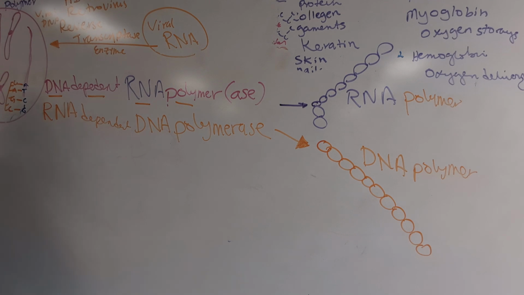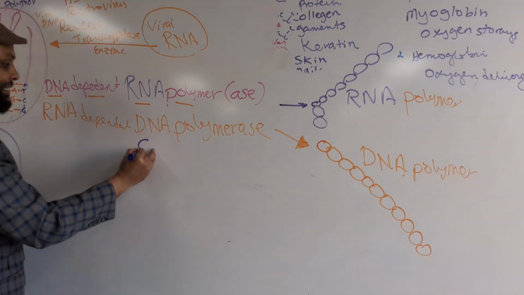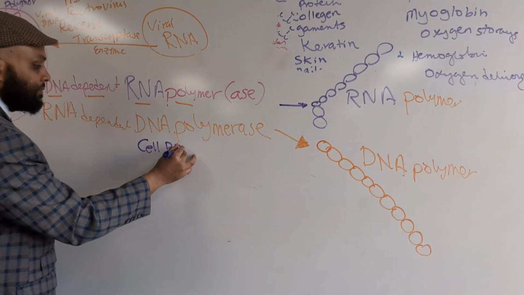When we're going in the other direction, we need an RNA polymerase that is DNA dependent. And in replication, when we are doubling the DNA, let's say this is my cell that needs to divide. Why does the cell need to divide?